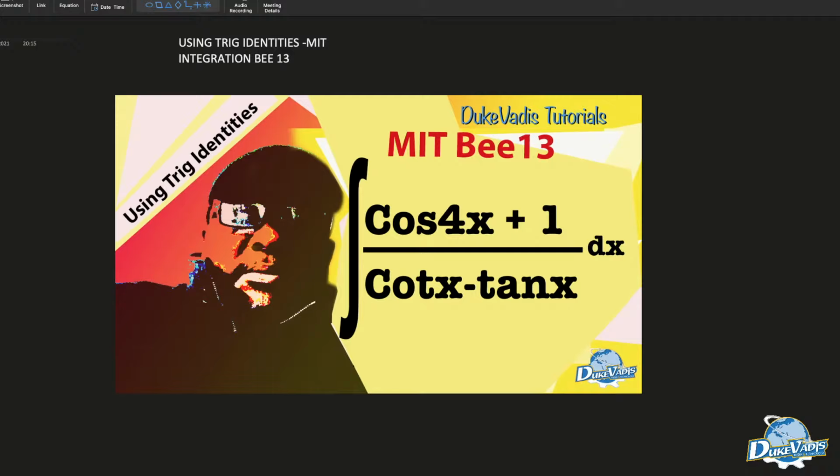This particular question is using trig identities, and there's an integration question. The question says the integral of cos 4x plus 1 divided by cotangent of x minus tangent of x dx. And we need to resolve this.